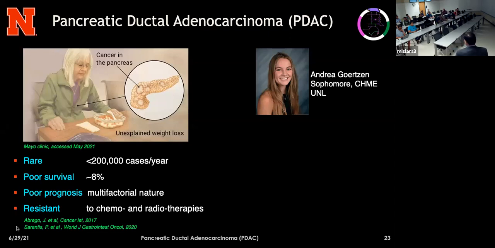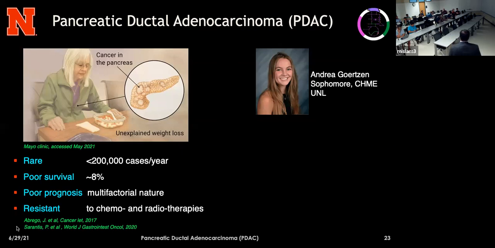The reason we were interested in this project is that pancreatic ductal carcinoma, although very rare, has a very low survival rate. The reason is that it is very hard to diagnose, and most people are diagnosed at a very late stage. Also, PDAC is very resistant to different kinds of therapies.